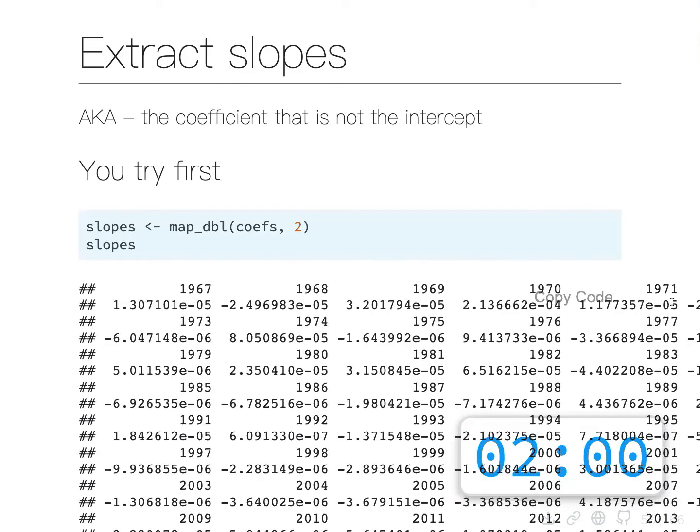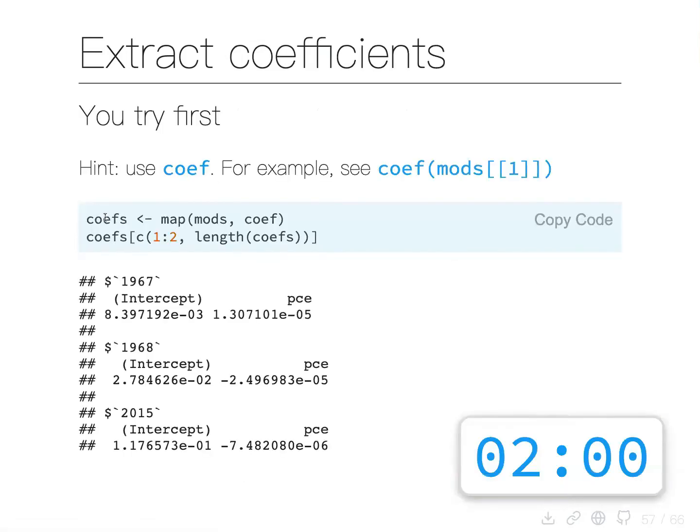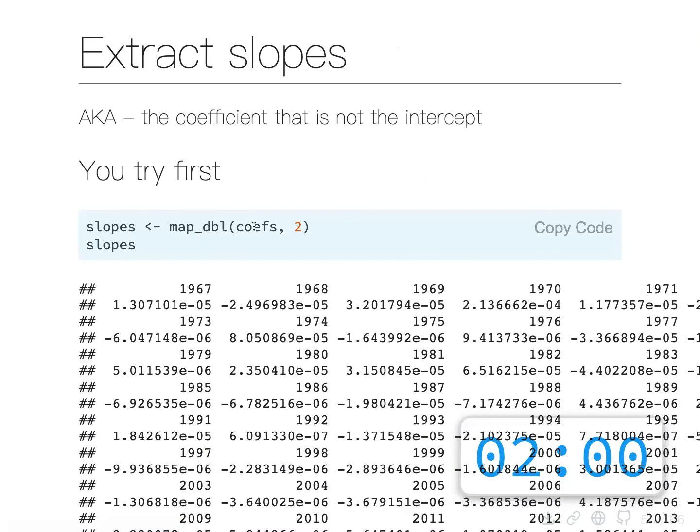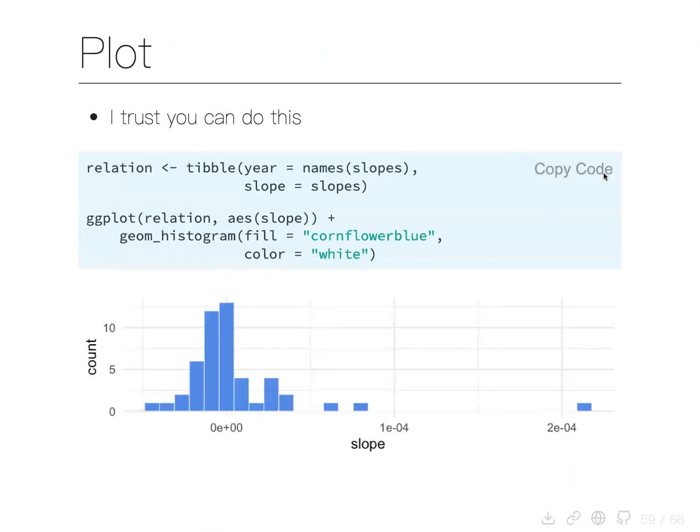Okay, so here's how I did it. The thing I created back here, I called it coefs. I'm just going to loop through that and say, give me the second element. Notice I'm using map double here because might as well, right? All I'm doing is returning a single vector at this point of type double. So I get a single vector back in return. From there, we can do things with this, like I've put the year in a tibble with the slopes, and then I can plot the relation. So here's the histogram of the different slopes across the years, right?